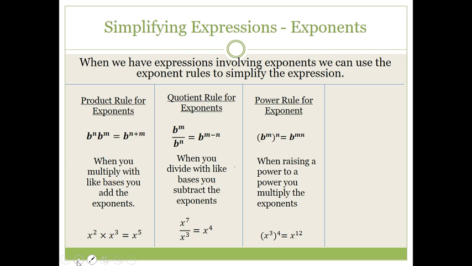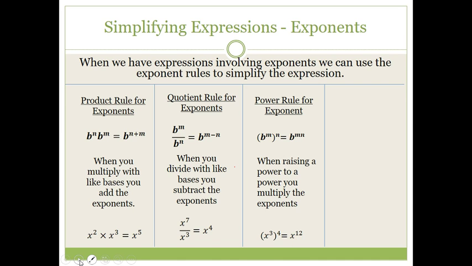The third one is the power rule for exponents. When we take a base that's being raised to some power, and then we raise that to another power, all we do is multiply the exponents. So when we're raising a power to a power, you multiply the exponents. So x cubed taken to the 4th power is x to the 12th power.